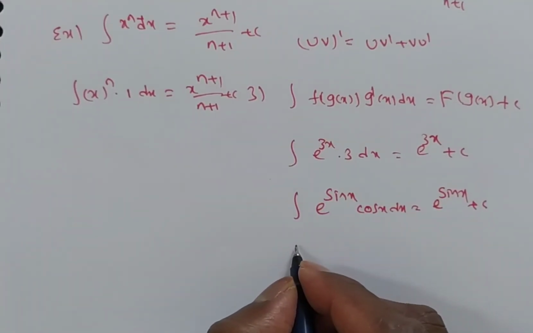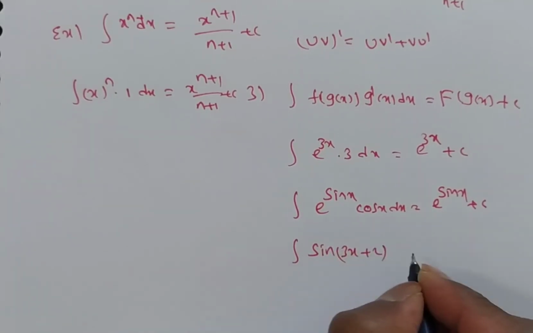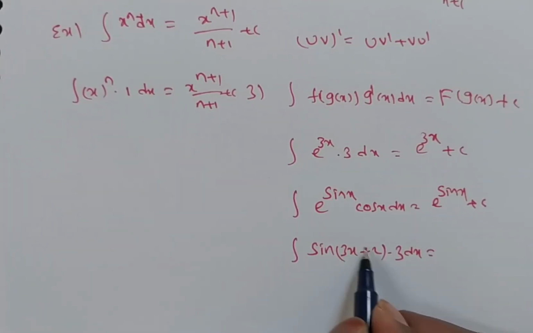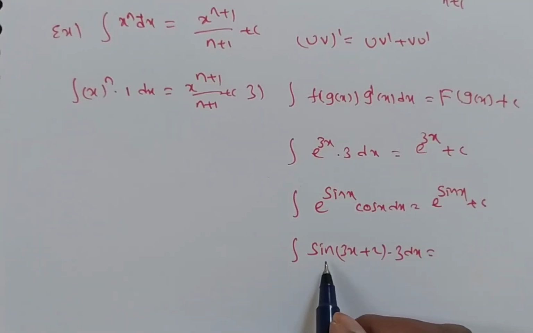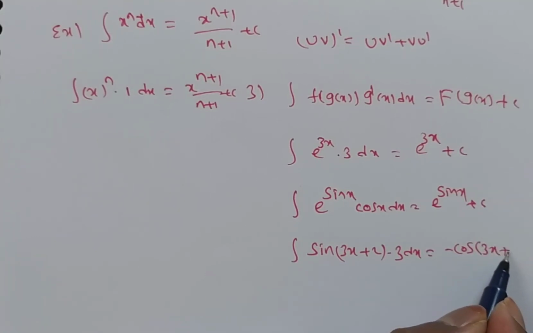One more example I will give. You see, integral of sin of 3x plus 2 into 3 dx is there. Now if you consider 3x plus 2 as a function g of x, what is the g dash of x here? 3. So this integration is here. Sin x integration is minus cos of 3x plus 2 plus c. That's it. Is it clear for everyone?